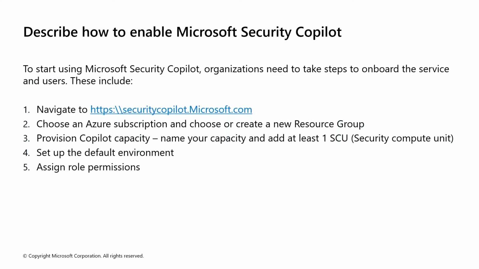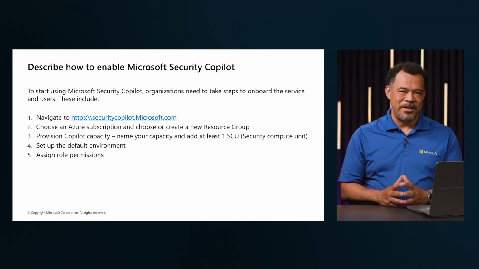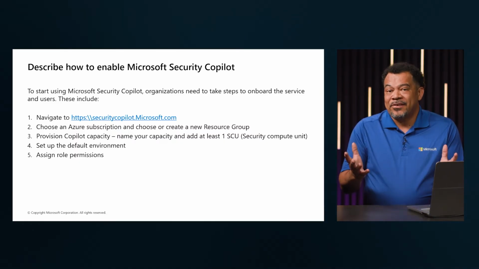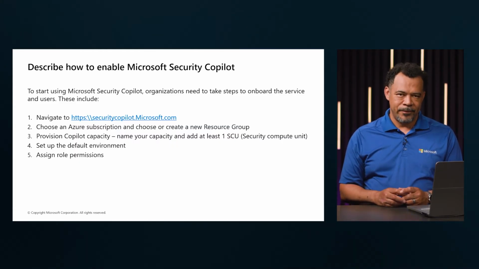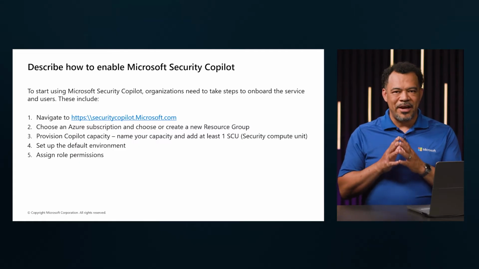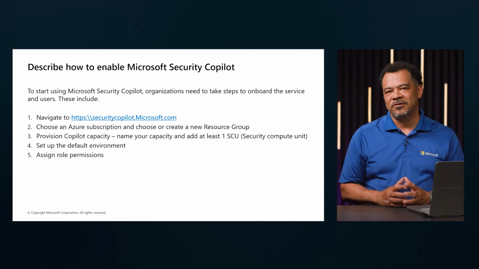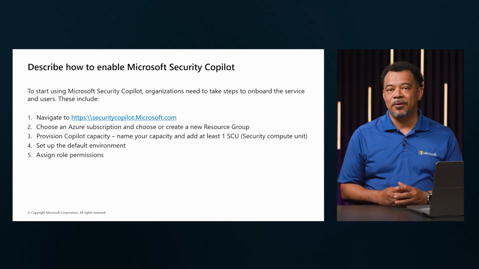To begin using Microsoft Security Copilot, organizations need to go through a few onboarding steps to get everything set up properly. The first step is to provision Copilot capacity, which ensures the service has the resources it needs. Next, you'll need to set up the default environment, which acts as a foundation for how Copilot operates within your organization. After that, it's important to assign role permissions so users have the right level of access based on their responsibilities. These steps help ensure a secure and efficient deployment.